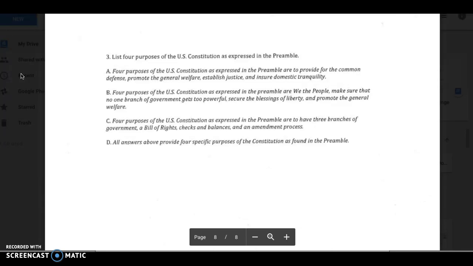B. 4 purposes of the U.S. Constitution as expressed in the preamble are, we the people, make sure that no one branch of government gets too powerful, secure the blessings of liberty, and promote the general welfare. C. 4 purposes of the U.S. Constitution as expressed in the preamble are to have 3 branches of government, a Bill of Rights, checks and balances, and an amendment process. D. All answers above provide 4 specific purposes of the Constitution as found in the preamble.